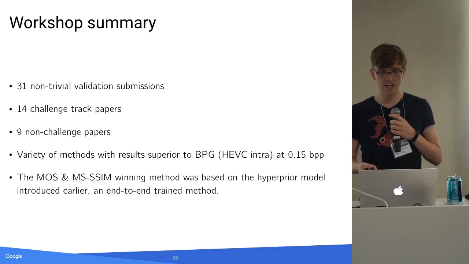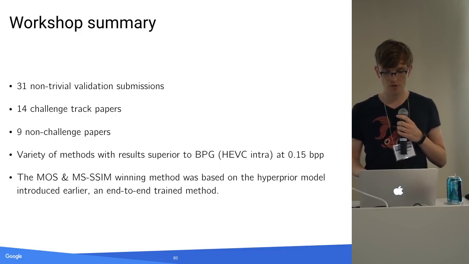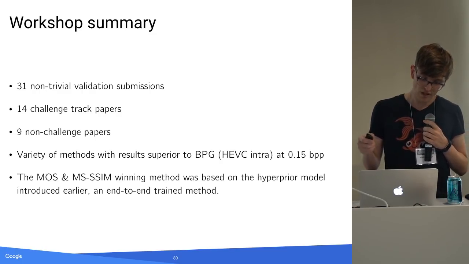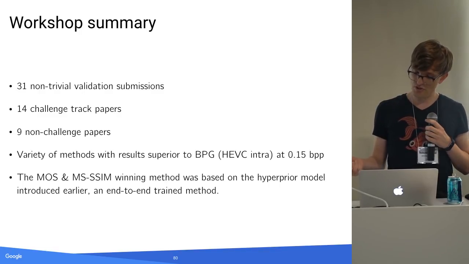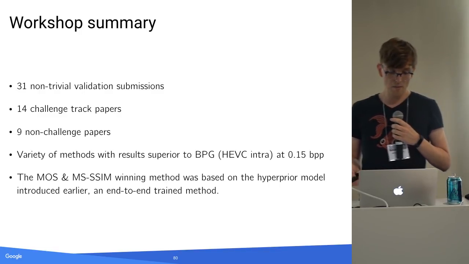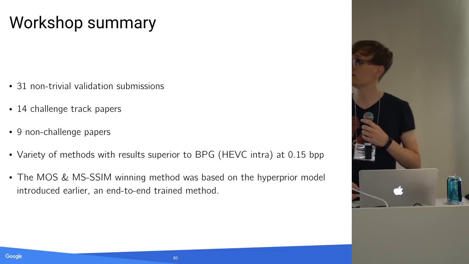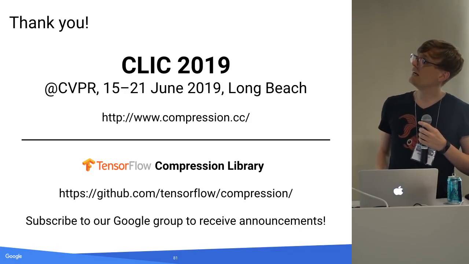So in summary, we had 31 submissions to the challenge. We had 14 challenge track papers, 9 papers that did not have a challenge submission. There were a number of methods that were better than HEVC intra at this target bit rate. And the MOS and MSSIM winner ended up being an end-to-end trained method. And that's all I have.